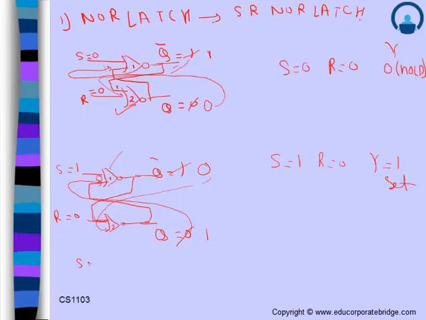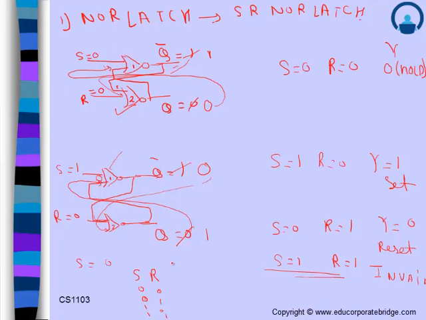Similarly, when S is equal to 0 and R is equal to 1, we get output Y equal to 0, which is the reset state. Now, when S is equal to 1 and R is equal to 1, this state in the SR latch is not permitted and we get it as an invalid state. Therefore, the truth table for SR can be obtained as SR: 0 0, 0 1, 1 0, 1 1.